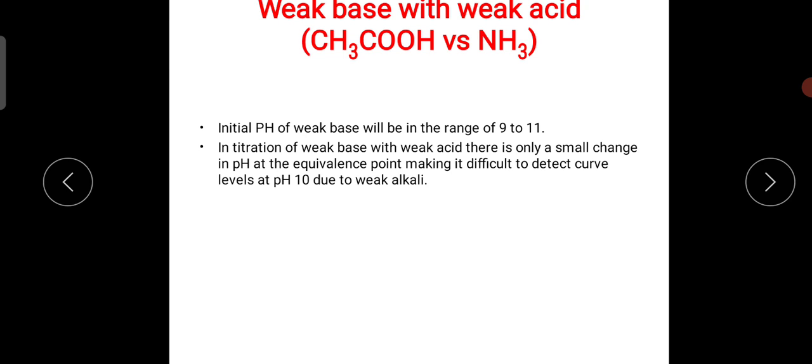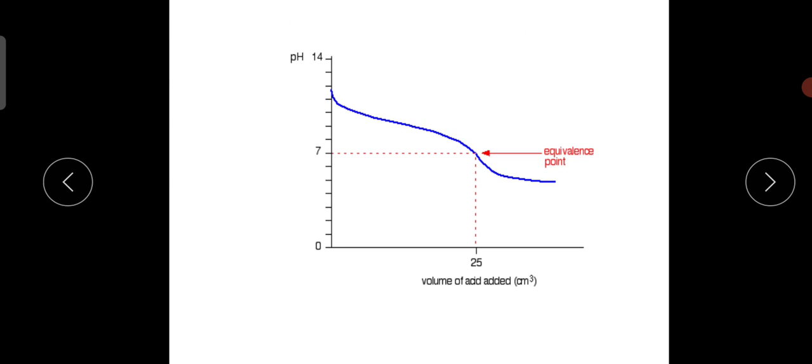Next one, weak acid with weak base, that is acetic acid versus ammonia. Here the initial pH will be 9 to 11 because it is a weak base. There is only a very small change in pH, which means the equivalence point will be reached very soon. Usually we don't use this type of titration because it's very difficult. So the graph will be like this. The initial pH will be here, and it reaches the equivalence point at pH 7.